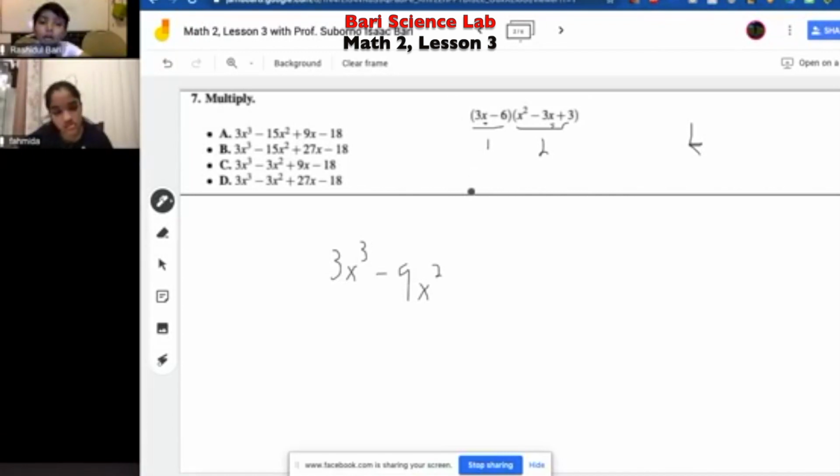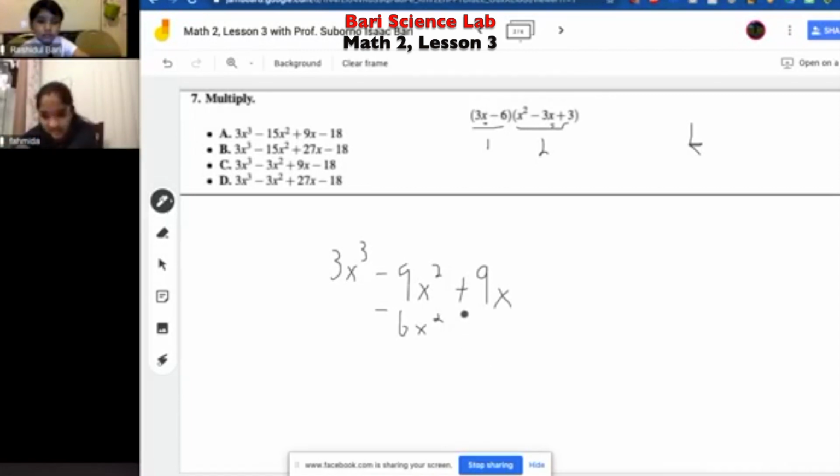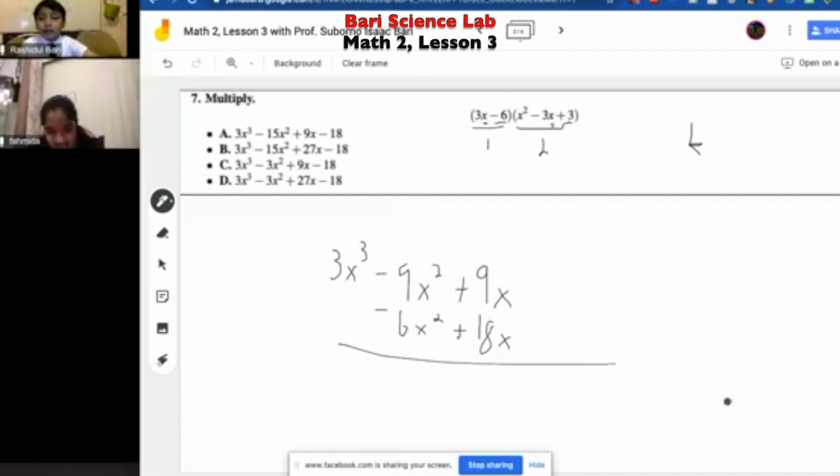Now what is the next term? Positive 9x. Okay. Negative 6x squared. Okay, so I will put that here. Negative 6x squared. Now what? Positive 18x. And what is the last term? Negative 18x? Where are you getting the extra x from? You're multiplying a number by a number. Where are you getting the variable? Negative 18. Okay, so minus 18.